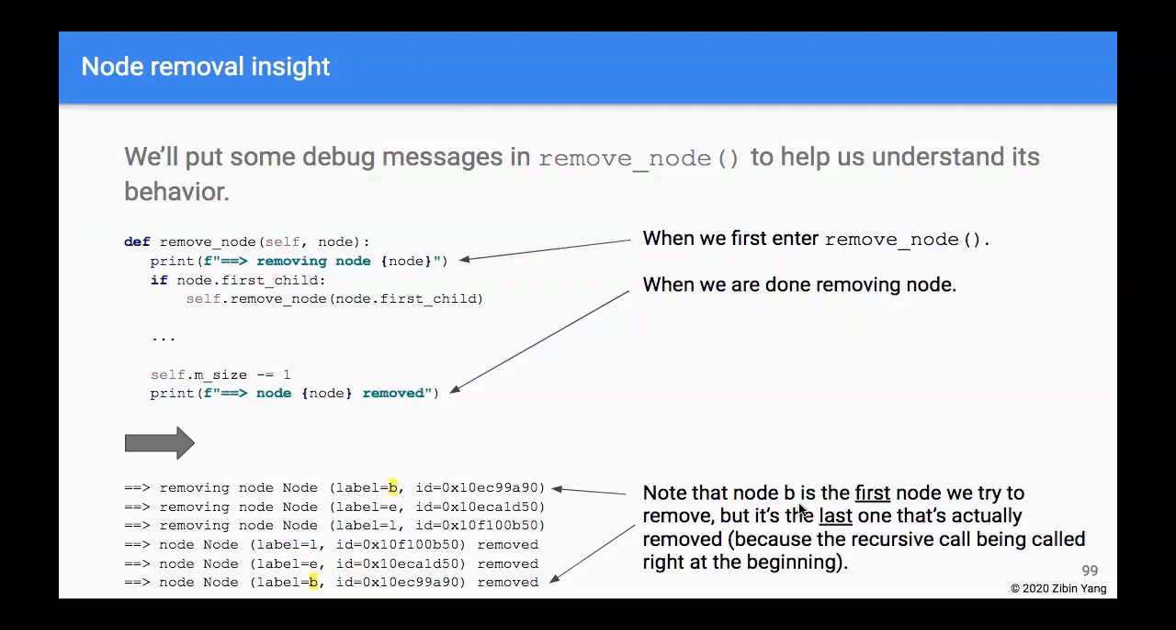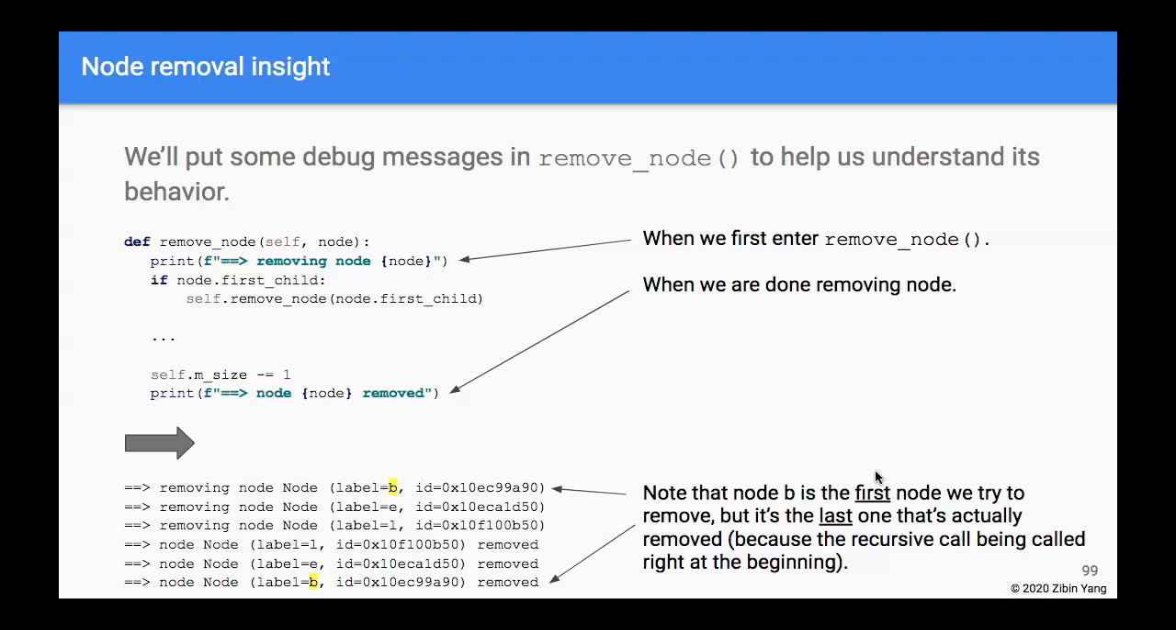And that actually makes perfect sense if you think about the recursive call that happens at the beginning of the remove call. Again, the thing we just talked about is that when we want to remove B, we remove its child first, which is E, and before we remove E, it removes its child first, L. And then when E and L are removed, we come back and remove B. So that gives you a better understanding of how this remove works.